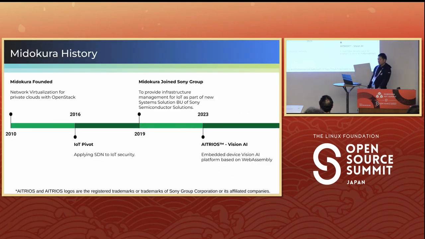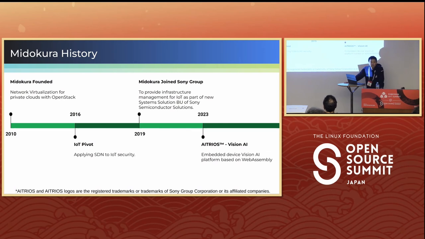A little history about us. We were founded in 2010. I think I was like the fifth one that joined, you know, good old days. We developed MidoNet, which is an open source software-defined network solution. So we provide network virtualization for various cloud platforms, including OpenStack. And in 2016, we made a little pivot, a small one. We wanted to apply SDN for a security purpose in the industrial IoT. So that's kind of where we got our first taste of IoT.